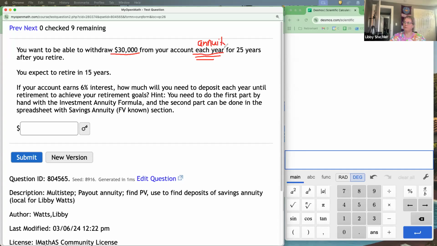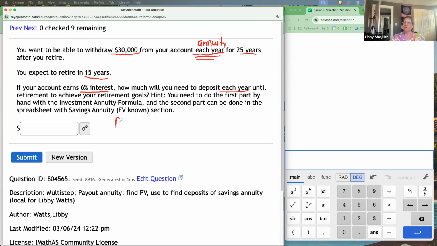All right, so we're doing that for 25 years after you retire. You expect to retire in 15 years. If your account earns 6% interest, how much will you need to deposit each year until retirement to achieve your retirement goals? And then it tells you that you need to use both the annuity formulas.